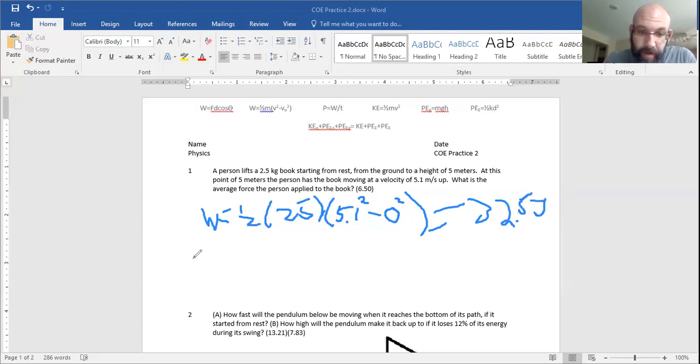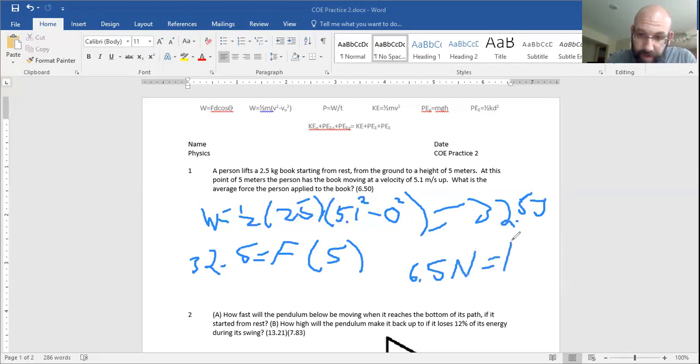So if we plug into here, 32.5 equals force times distance. We know the distance is 5 meters. If we divide both sides by 5, we get 6.5 newtons equals force. All right, that is question 1.